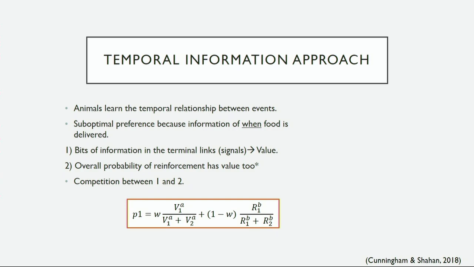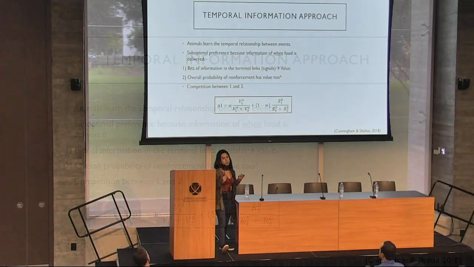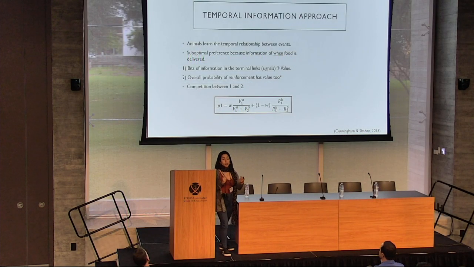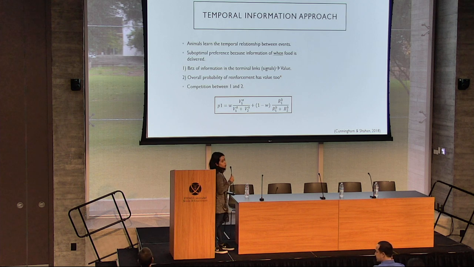And what the model assumes is that pigeons and animals are competing between these two. So they are taking both into account, but the value or the weight that they assign to each one is going to depend on W and one minus W. So an animal that only cares about the information is going to cancel this part of the equation and you're going to have, well, a W of one. So everything is about information, and the same the other way around.